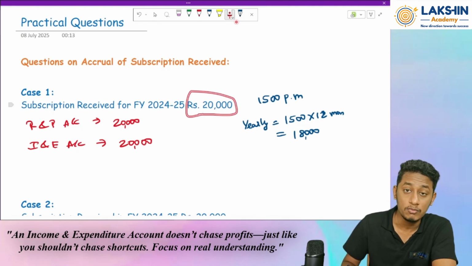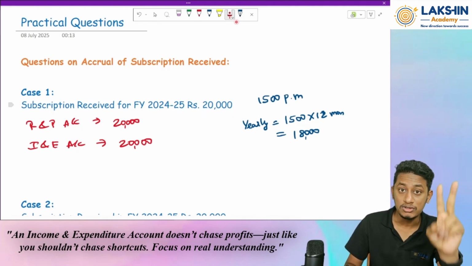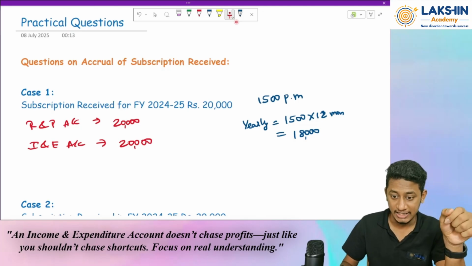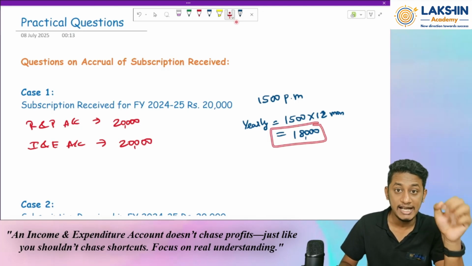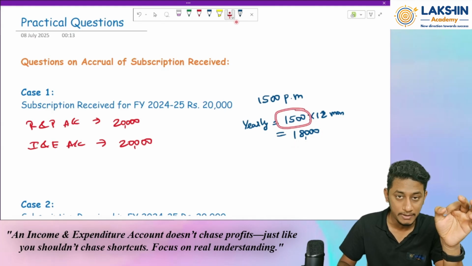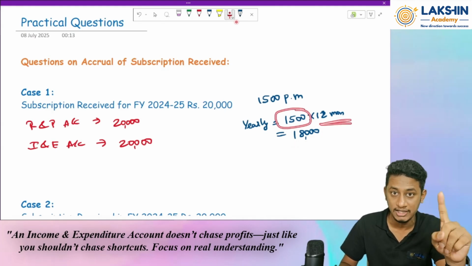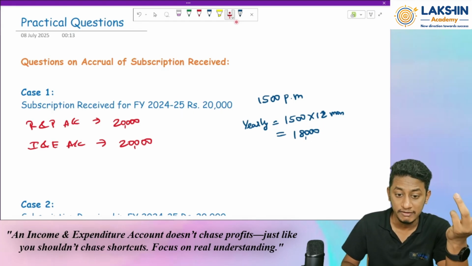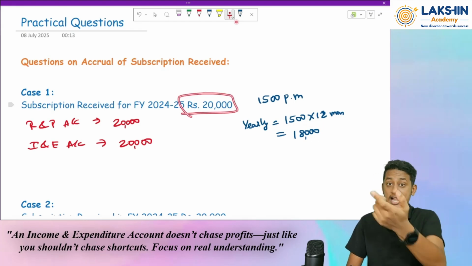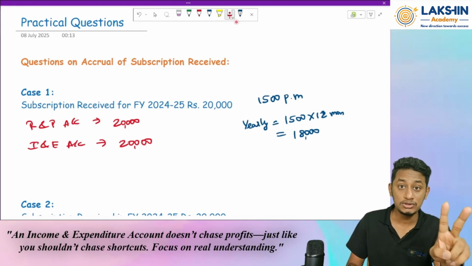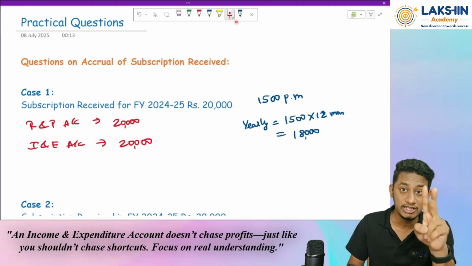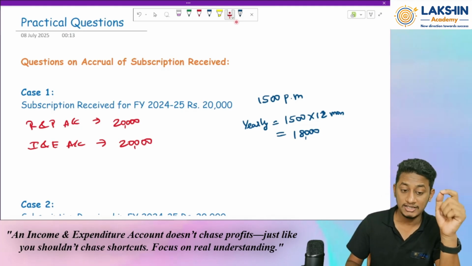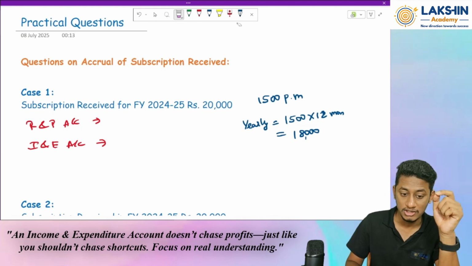But how much have I received? Rupees 20,000. So what does that mean? I have received 2,000 rupees more. I have only one person who is paying me subscription. In that case, I should have received 18,000, because it is 1,500 per month for 12 months, that is for 1 year. But I have received 20,000 rupees. So that person has paid me rupees 2,000 in advance. That was supposed to be paid in the next year. So now there is a small change over here.